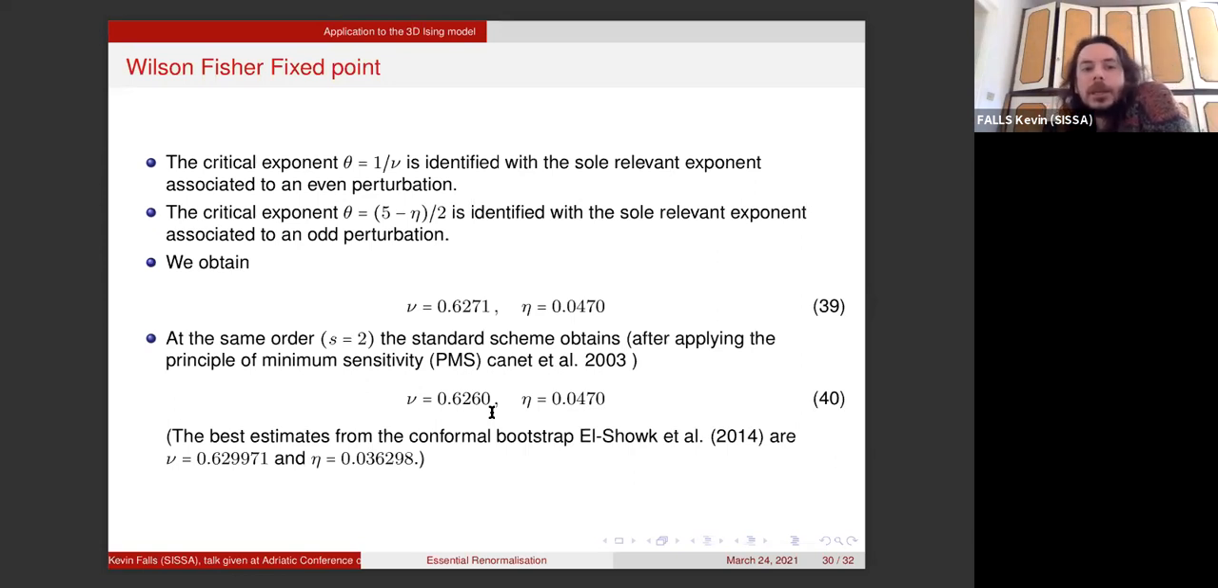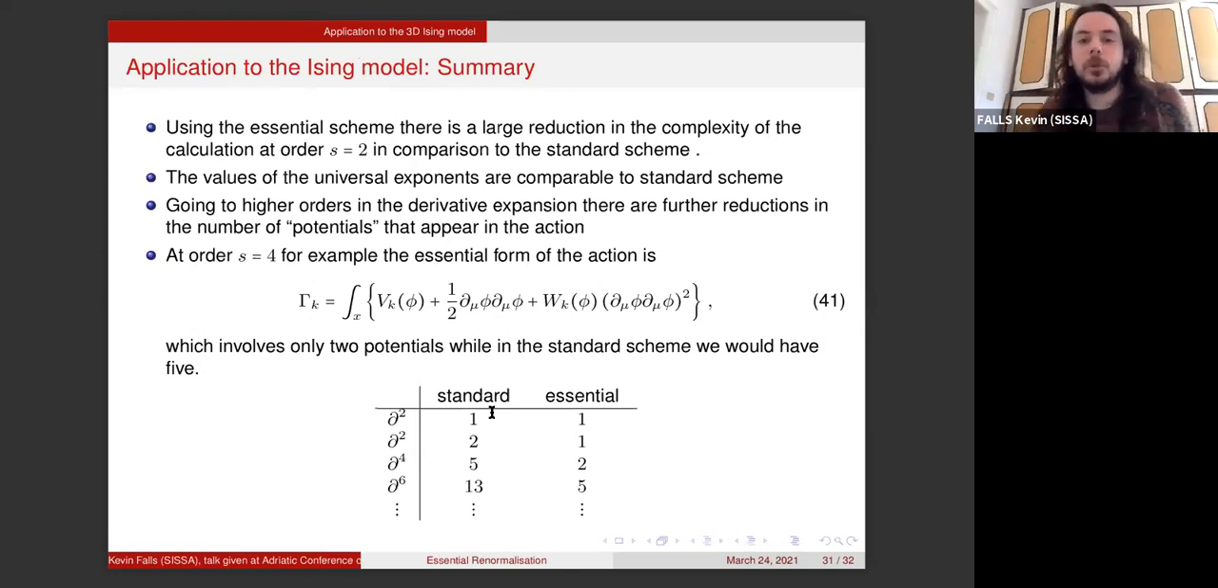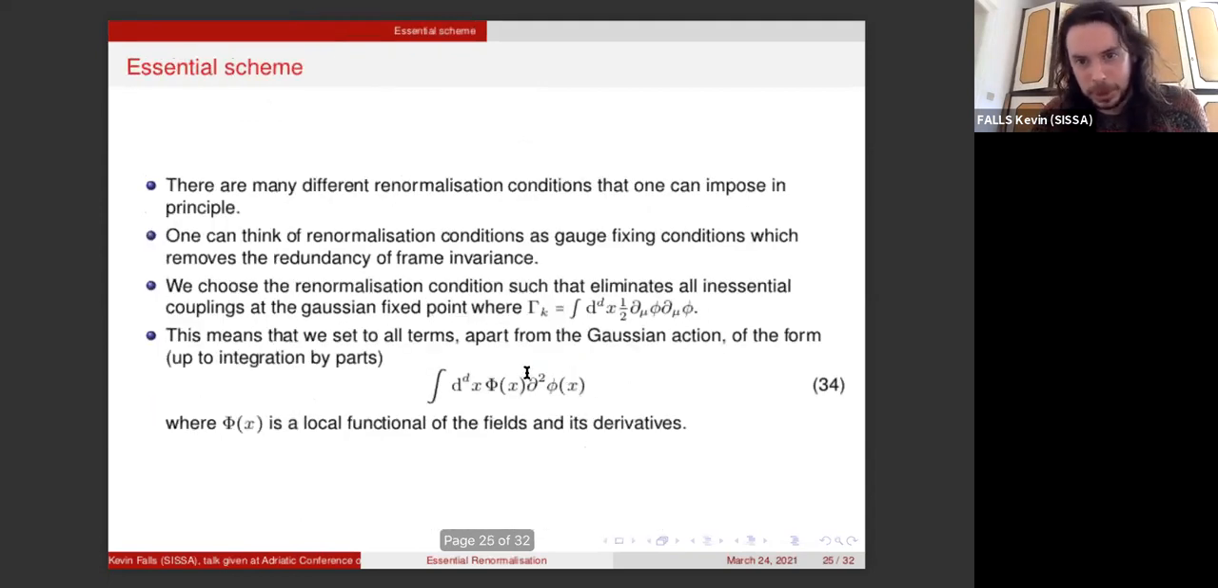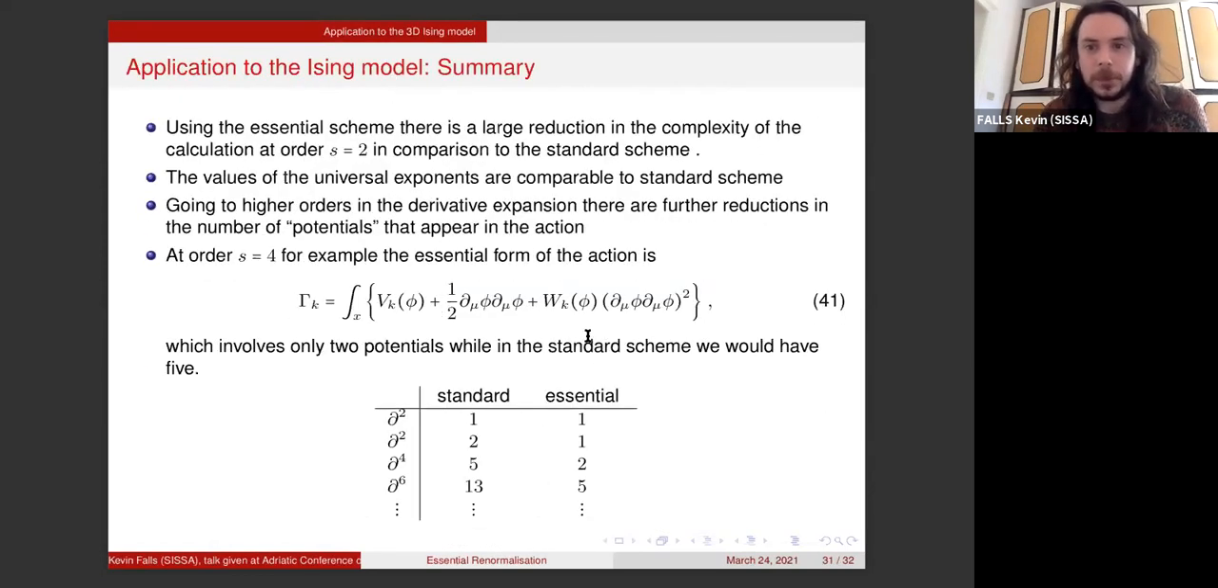So then we can of course increase S to go to higher orders in the derivative expansion, and then we will get more complicated equations. But what's going to happen is that at each order in this expansion, our equations in the essential scheme will always be simpler than those in the standard scheme, because we now have the power to remove all these different terms. So I'll just go back. We will remove all terms which involve essentially the equation of motion for this free theory. So once you've done this at different orders, for example at fourth order, you just get one new function of the field.